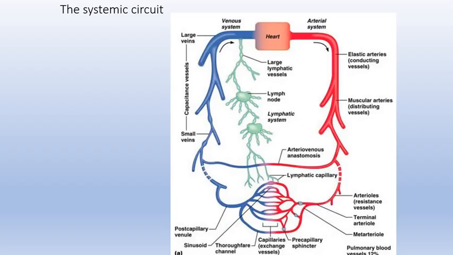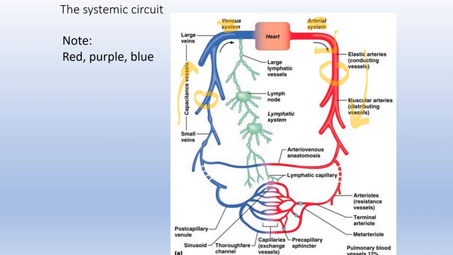This is a picture of the systemic circuit. And it's a good picture because it has kind of everything in it. Note the red and blue colors, right? We're aware of the red color over here. That means arteries. That's carrying oxygenated blood away from the heart. Over here we have veins. Those are part of the venous system, and they're carrying deoxygenated blood back to the heart. So we've got a clockwise flow here.